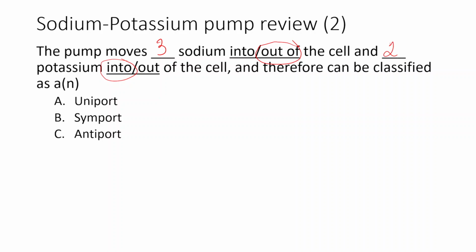Yeah, it's antiport. So with antiport, you have 2 items being moved and they're going in opposite directions, which is what we have here. For symport, you would also be moving 2 items, but they would be going in the same direction, right? And uniport would be just moving one item, one type of item. Any questions so far about how that works? All right.